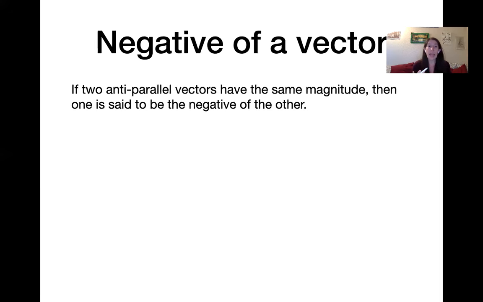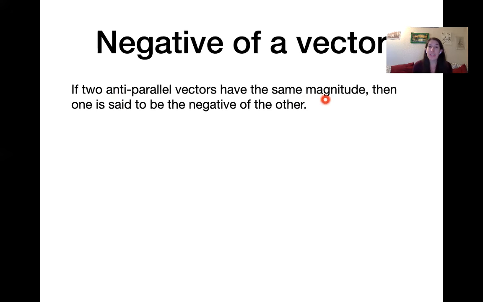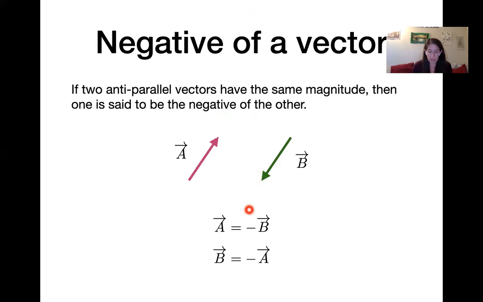We could also talk about the negative of a vector. So two anti-parallel vectors that have the same magnitude, right? Here, these guys had different magnitudes. Two that have the same magnitude and are anti-parallel, they're said to be the negative of each other. So if this is our vector, which I'm calling vector A, and this is my vector B, we see it's pointing in exactly the opposite direction, and they have the same length here. And so I would say A is equal to negative B, or I could also say B is equal to negative A, right? They're just the negative of each other.